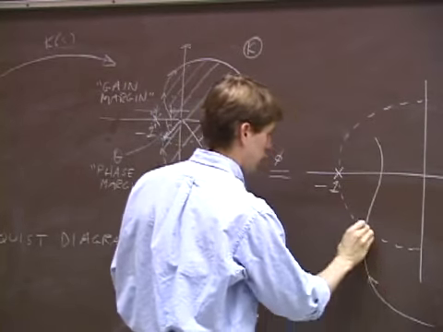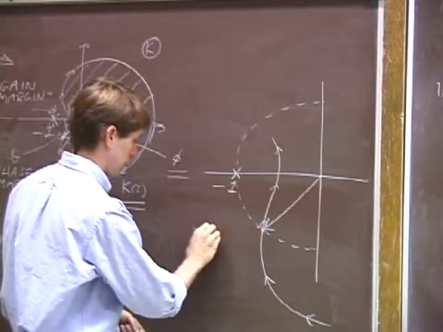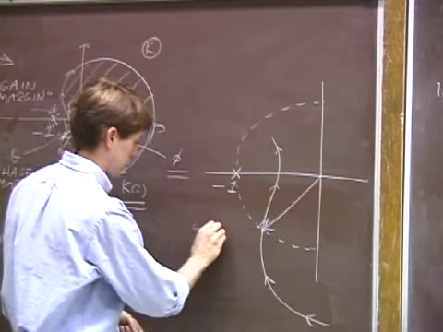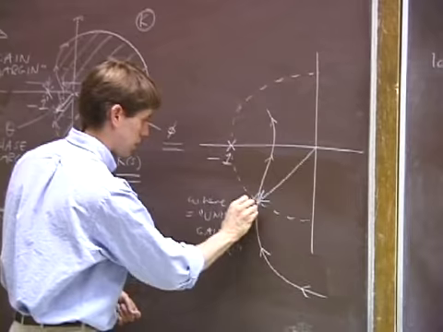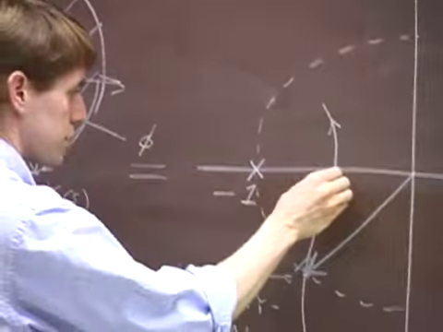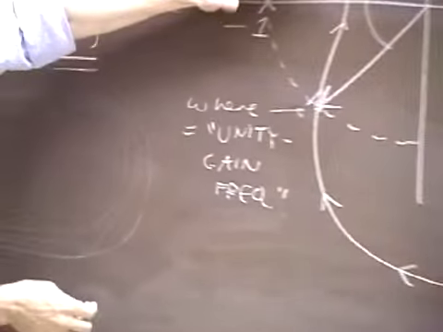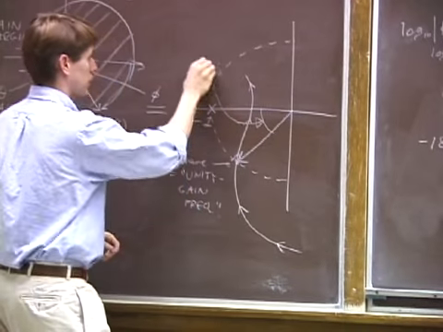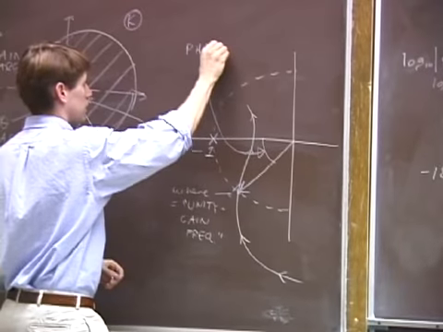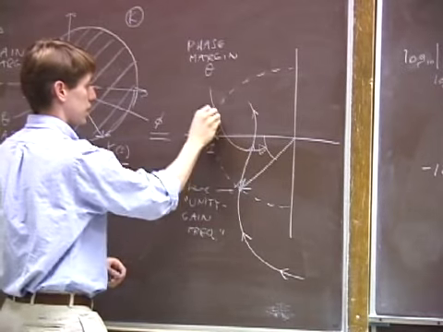And whatever omega corresponds to this point on the boundary, this is the unity gain frequency. Omega here. And this is the phase margin, this angle. That is, how far you can tilt this boundary before it swallows the forbidden point, -1. And this was the gain margin here to here.